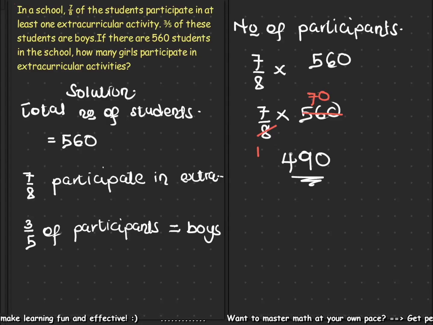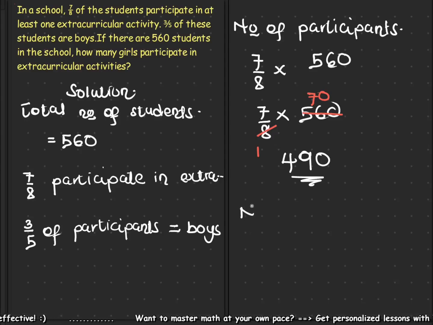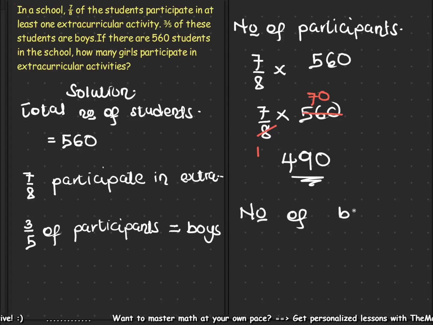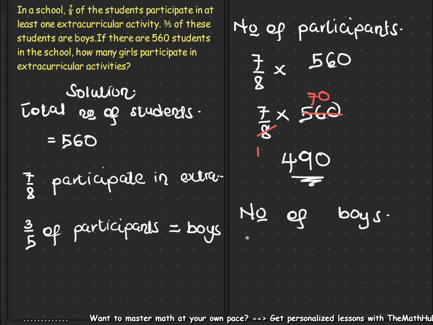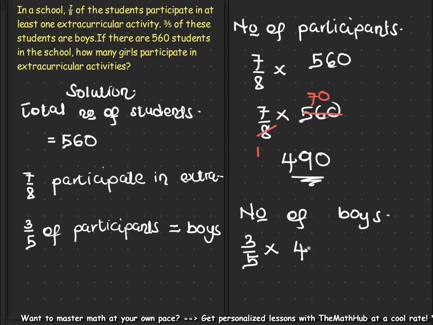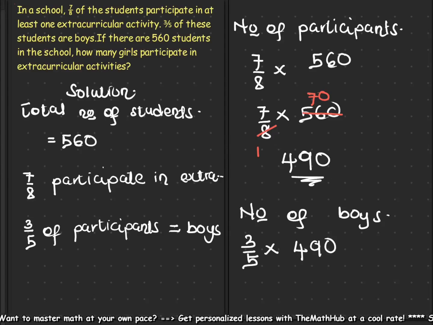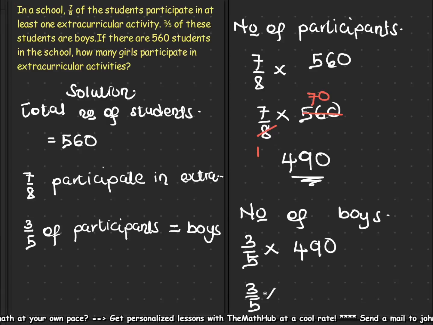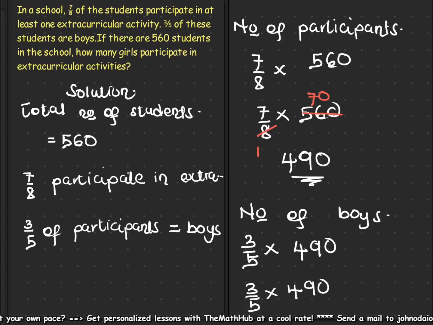The next part says, of these participants, 3/5 are boys. So let's calculate the number of boys as well. The number of boys is going to be 3/5 times the total number of participants. And we solved that to be 490. This simply means if you solve the total number of participants and you had it wrong, it is going to affect this one as well. So 3/5 times 490 is our simplification.